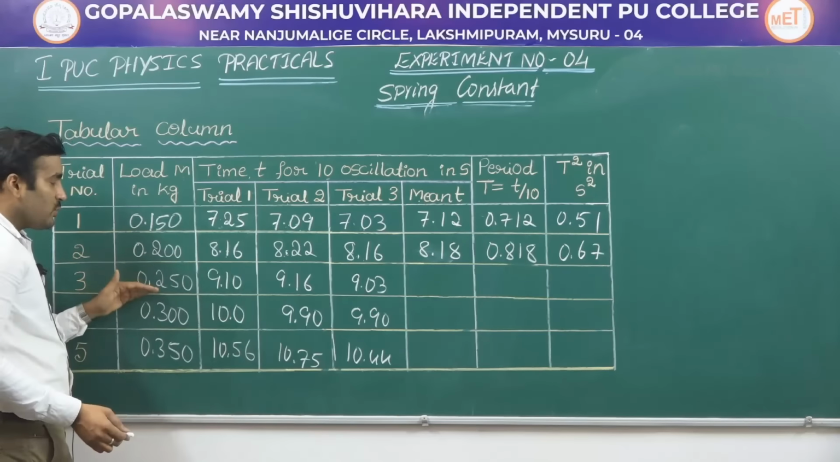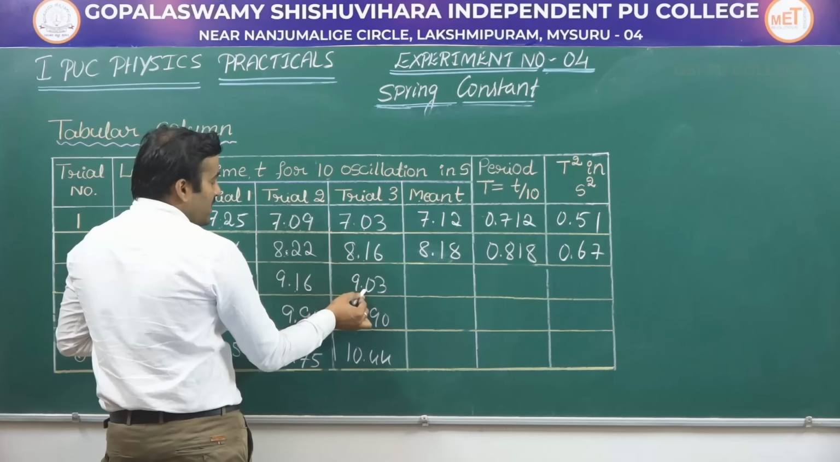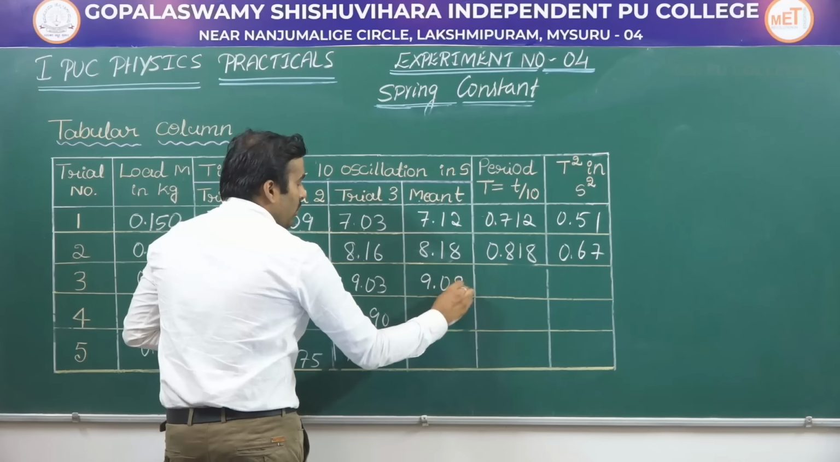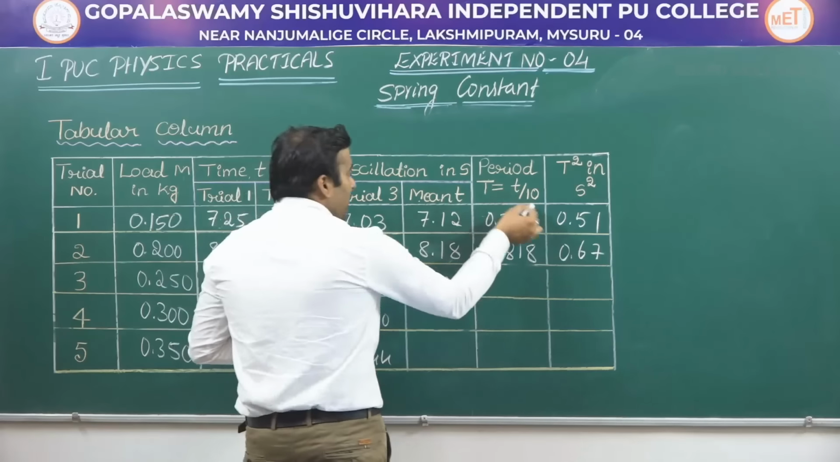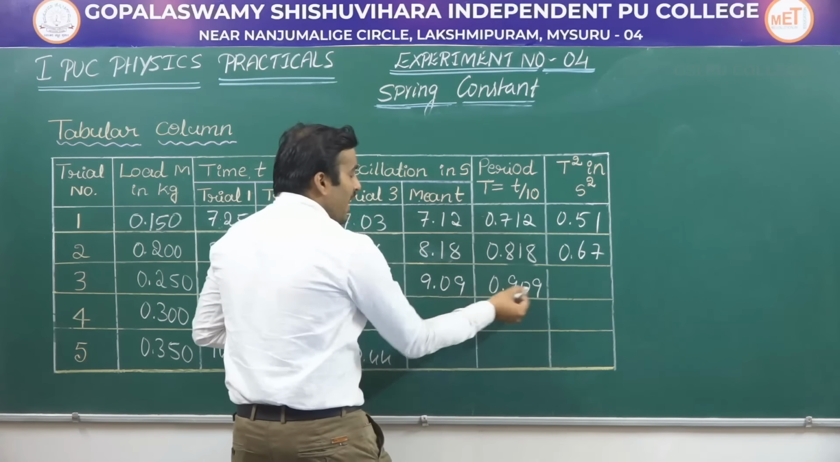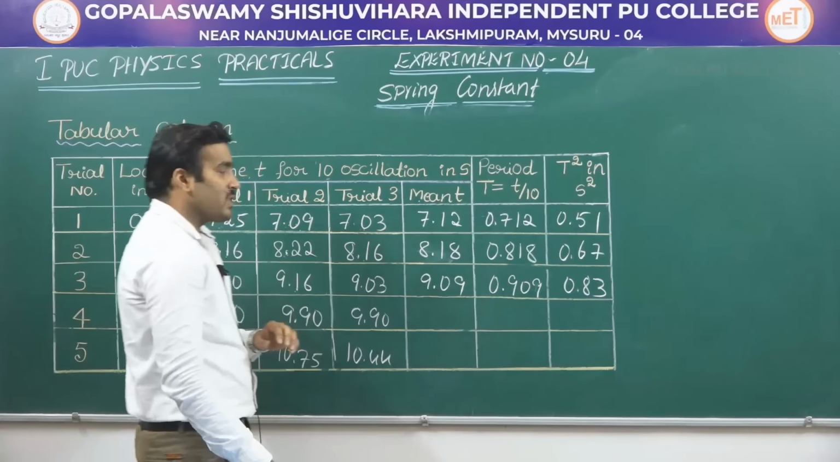Then let us do for this one. 9.10 plus 9.16 plus 9.03 whole divided by 3. What you will get is 9.09 seconds. Then divide it by 10, you will get 0.909 and square this. What you will get is 0.83 seconds square.